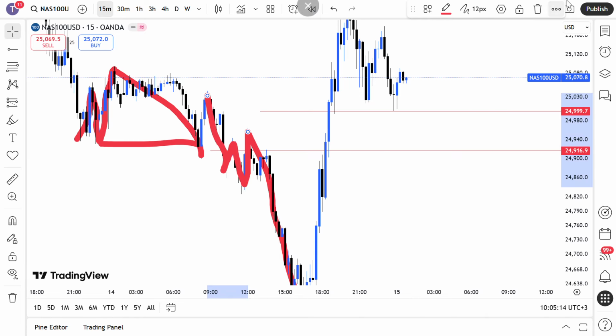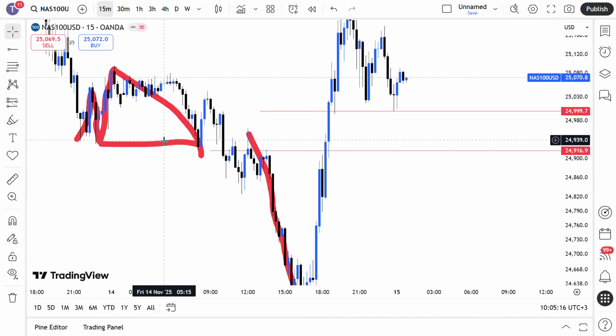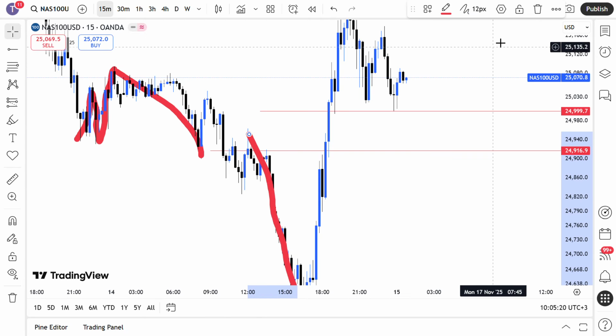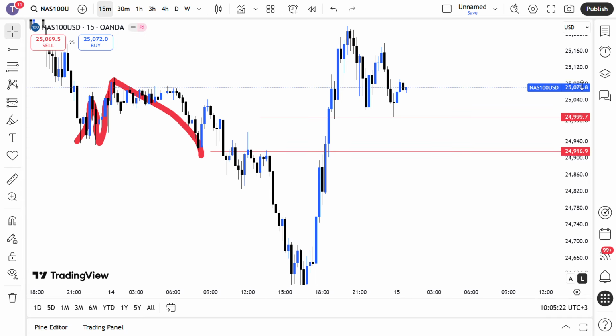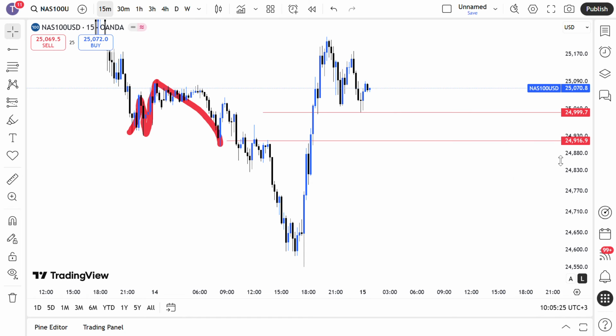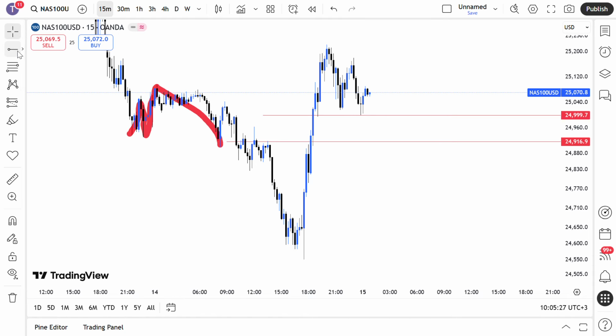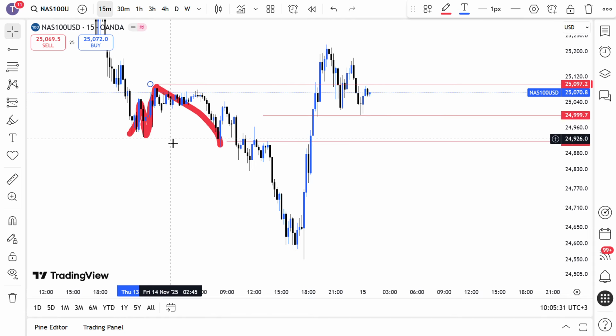So let me delete all these drawings. So it only depends with what you prefer in taking your trades. But for me, I want to use this one as my change of character. This high, I want to choose this high as my change of character.